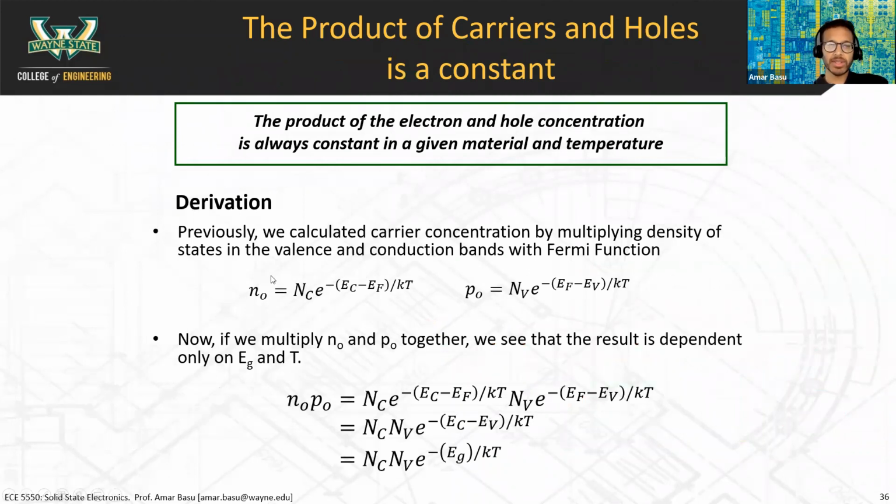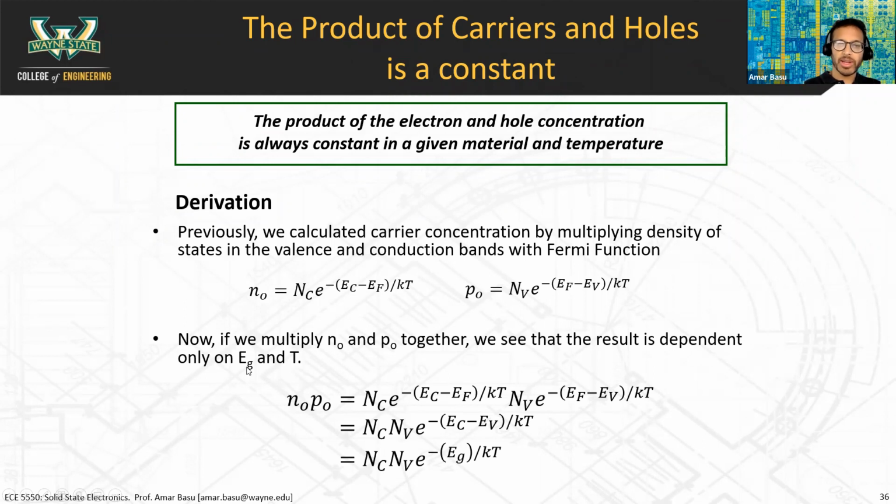So here's the derivation. Previously, we calculated the carrier concentrations by multiplying the density of states in the valence and the conduction band with the Fermi function. So in the conduction band, the electron concentration is equal to the density of states multiplied by the Fermi function. Here you have the hole concentration: the density of states in the valence band multiplied by the Fermi function.